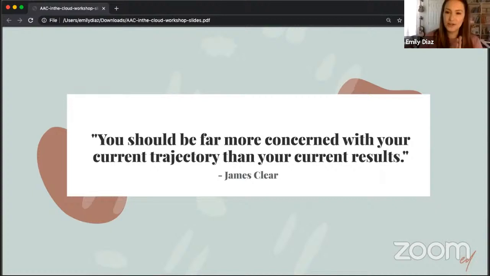So make sure that your current trajectory is in a good place and you don't have to worry about your current results. And that might mean that you need to change the way that you're doing things, and we need to grow as SLPs.